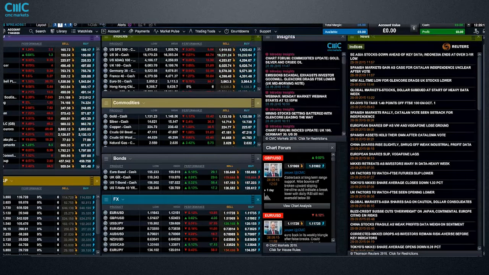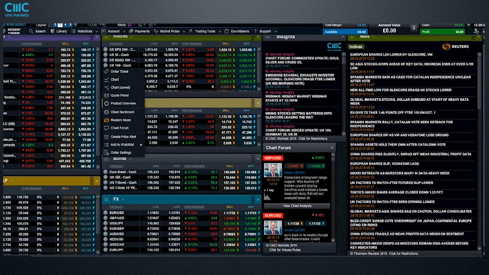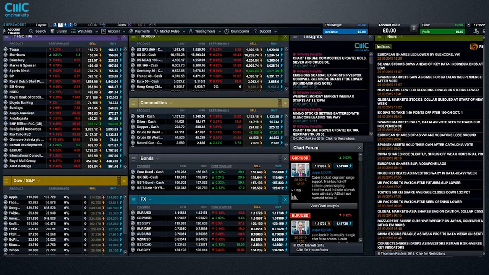Okay, got that all out of the way. Let's have a look at some of the charts here. So I think we're going to start just with the UK. I've got on the screen here, you can see it's a sea of red today.